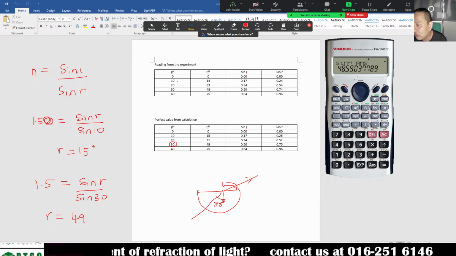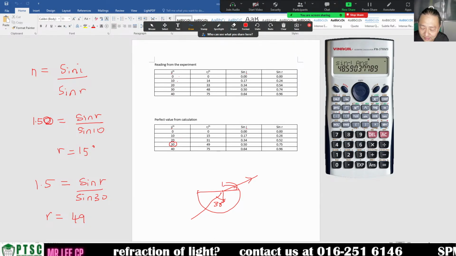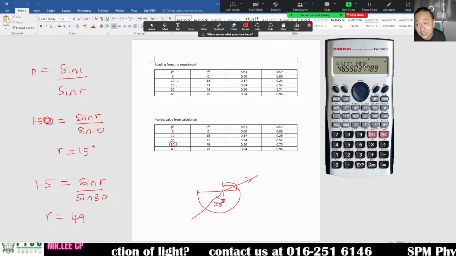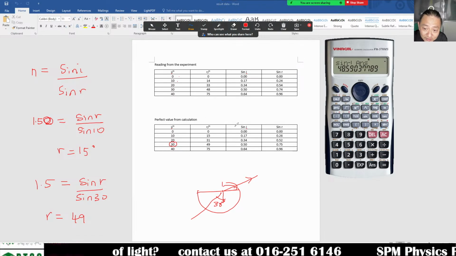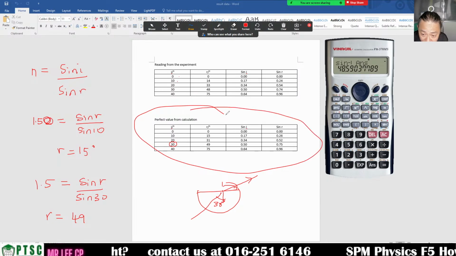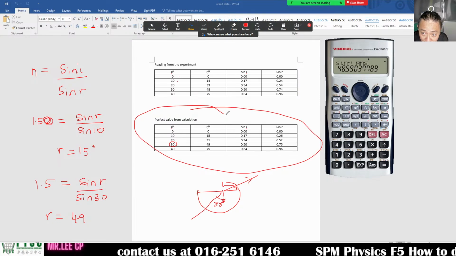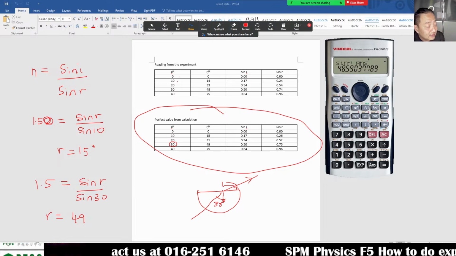Actually, you cannot read half. Why? I told you yesterday. Now, do you understand how I calculate this one? Do you understand how I calculate this one?